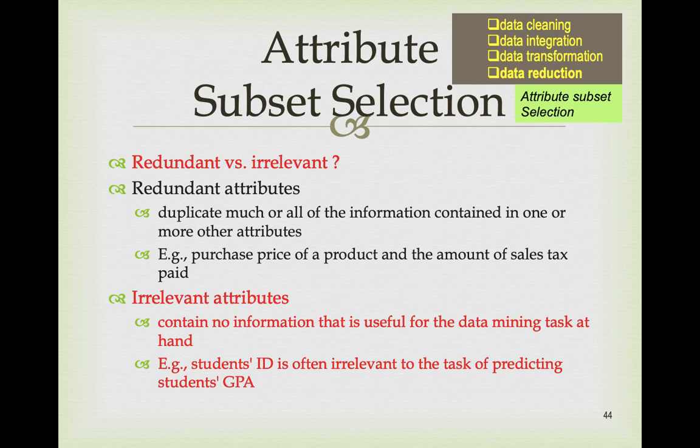Redundant versus irrelevant. Redundant attributes duplicate much or all of the information contained in one or more other attributes, for example, the purchase price of a product and the amount of sales tax paid. Irrelevant attributes contain no information that is useful for the data mining task at hand. For example, a student's ID is often irrelevant to the task of predicting students' GPA.